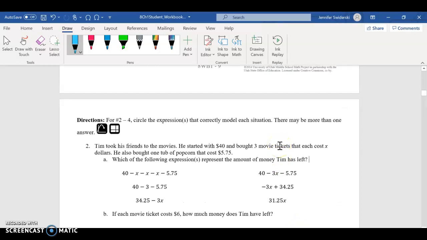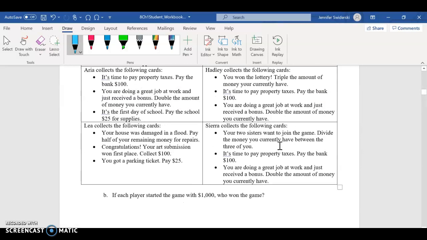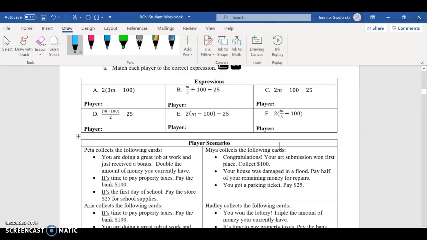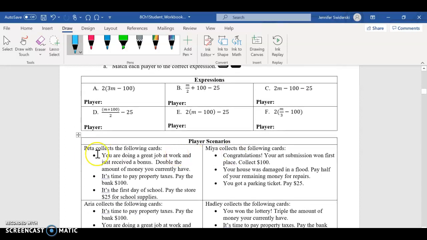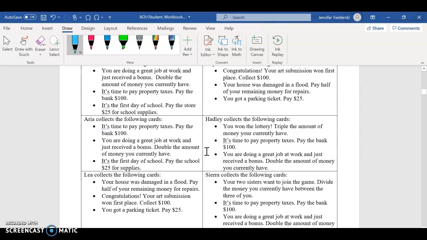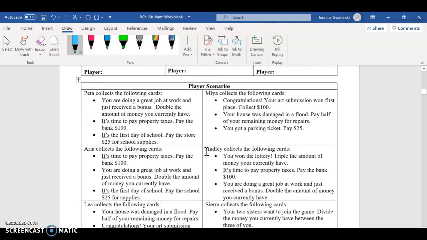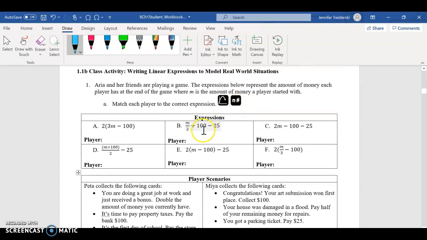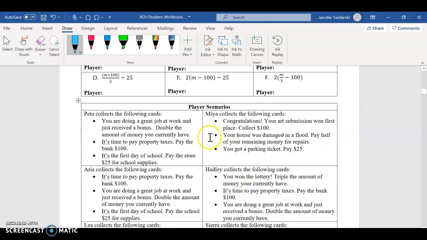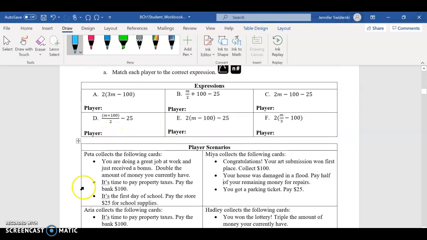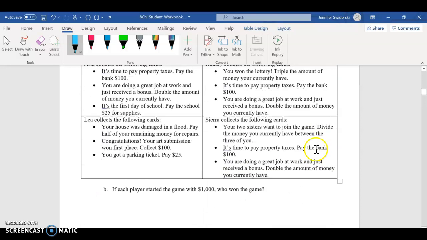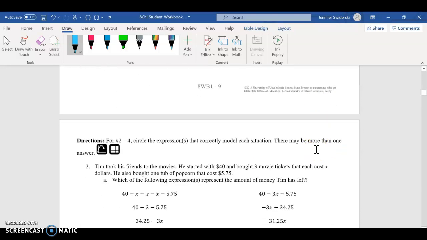All right, so today we're doing 1B. If you have not done page 9, go through and read each of these statements about Peta, Maya, Hadley, Aria, Leah, and Sierra. I want you to try matching each of these expressions with their story. So if you say Peta is D, put a D next to Peta. Just let me know that you went through and read each of these. We're going to go over those tomorrow in class.